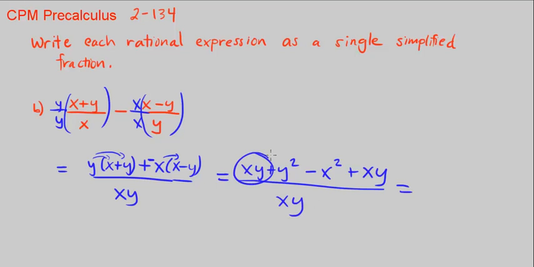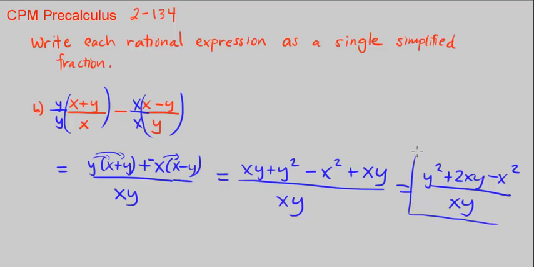Combine like terms in the numerator. These are the two like terms. So we have y squared plus 2xy minus x squared over xy. Alright, so there is our single simplified fraction.